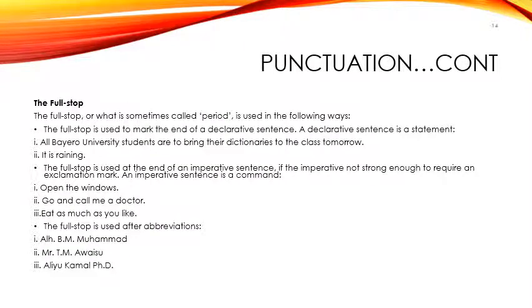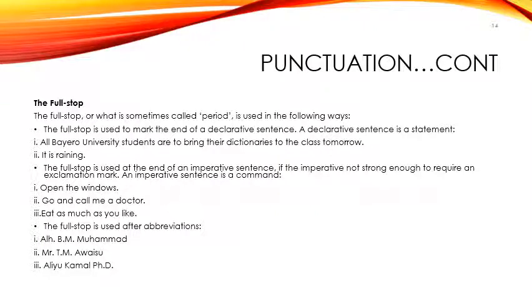And now to begin with terminal punctuation marks, which we have identified to be the full stop, question mark, and exclamation mark. What is a full stop? A full stop is sometimes called a period and is used in the following ways. A full stop is used to mark the end of a declarative sentence. Remember, we have taken declarative sentence under sentence function. A sentence expressing what? A statement. A declarative sentence is a statement.